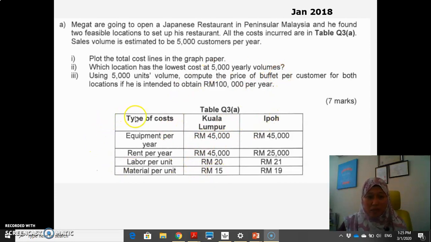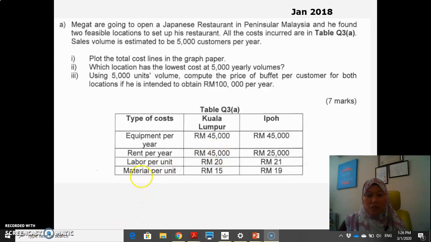Let's see. They give us the types of cost. For cost volume analysis, there are two main costs that we need to look for. The first one is the fixed cost. Fixed cost usually will give you a bigger value, a bigger number. And the next one is the variable cost, the cost for one item or one unit.